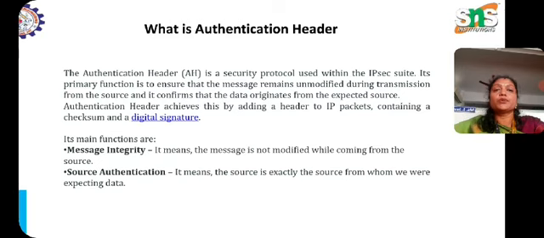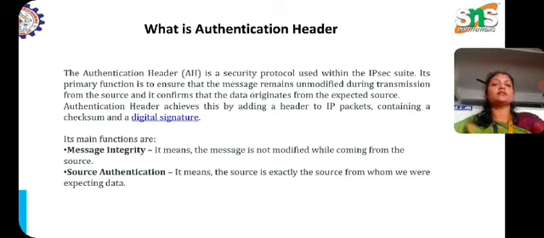So IP security suite. Its primary purpose is to ensure that the message remains unmodified during the transformation from the source, and it confirms that the data originates from the expected source. So that is the main authentication. Header achieves this by adding a header to IP packets containing a checksum and a digital signature. So its main functions are message integrity, that is the message is not modified while coming from the source, and source authentication means the source is exactly the source from whom we were expecting the data.